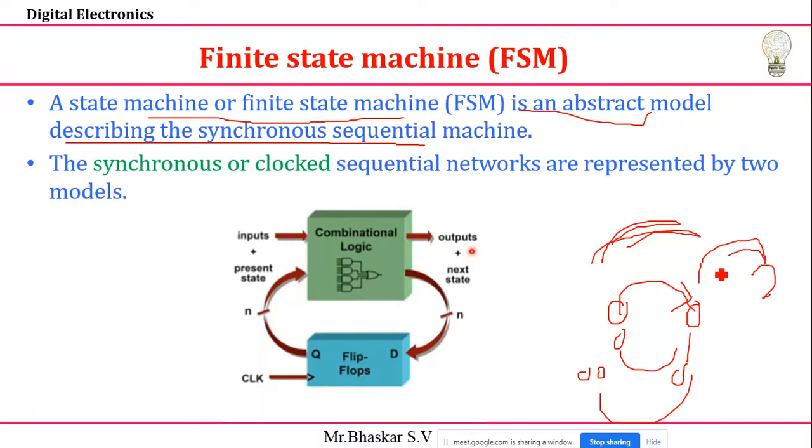We are going to represent the states in terms of finite values, and transitions also take place, and all these things happen in our synchronous sequential machines. And these changes from 0 to 1 or 1 to 0, whatever changes are happening, we can represent in two model styles. You can see that the synchronous or clocked sequential networks are represented by two models.